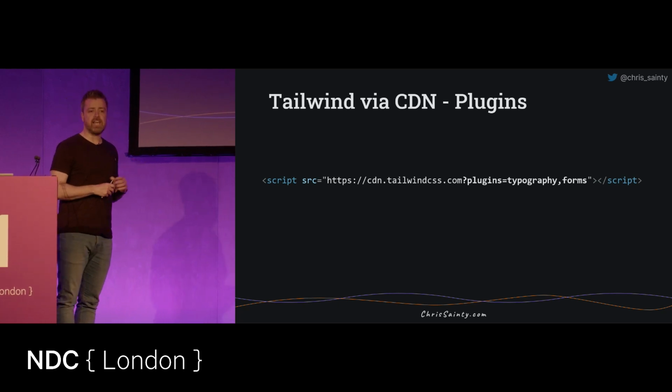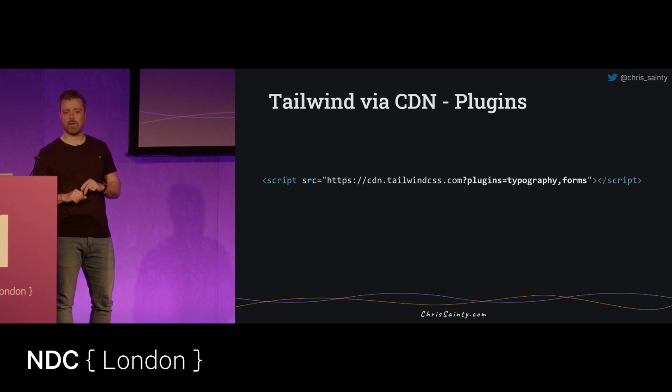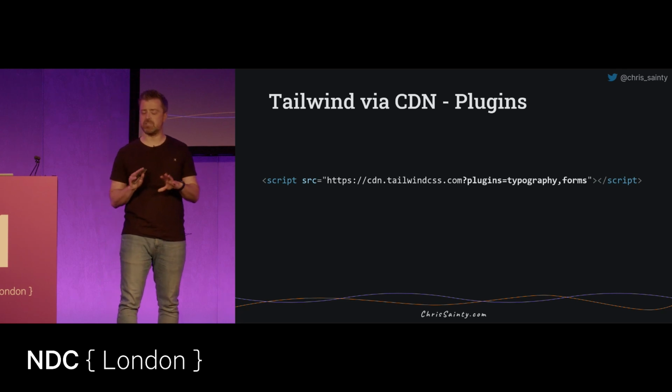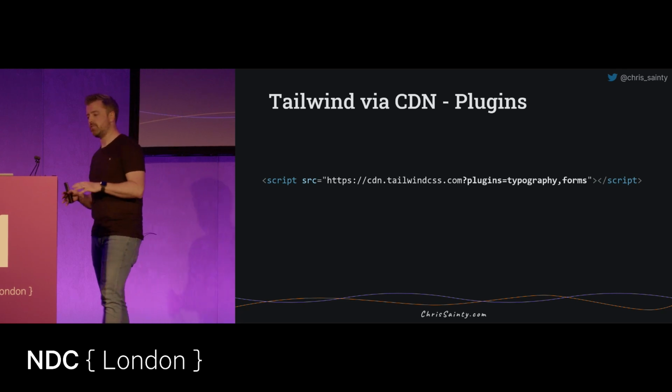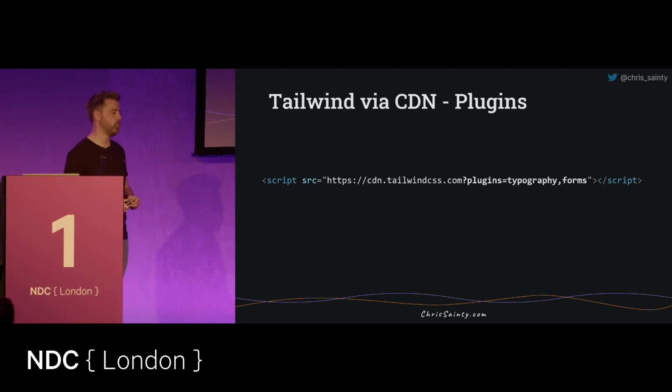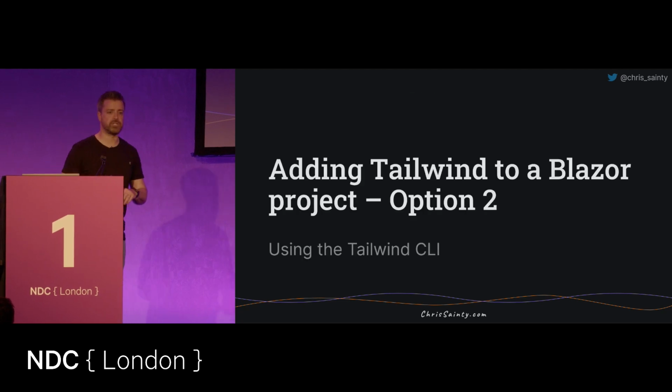The downside here is that it's not for production use, okay? So the Tailwind guys are like, no, you can play around with it, you can try it out, but it's not there for production use. So if you do want to do production use, if you want to build this into a real project, what are you going to do? Well, we're going for option 2 here, and that's the Tailwind CLI.